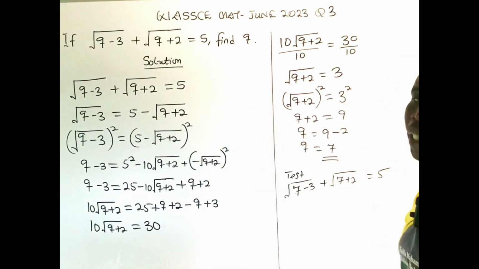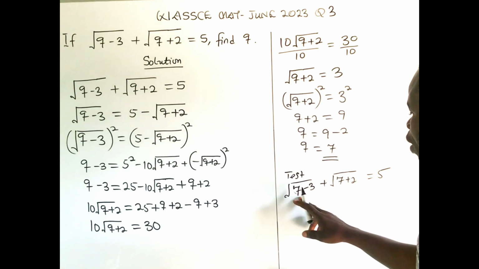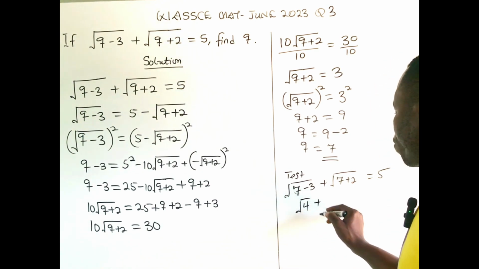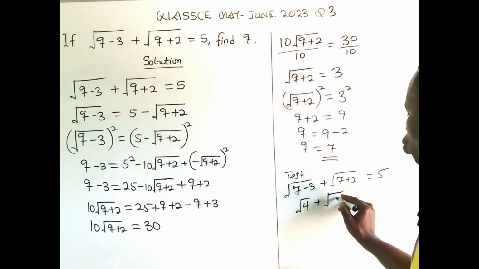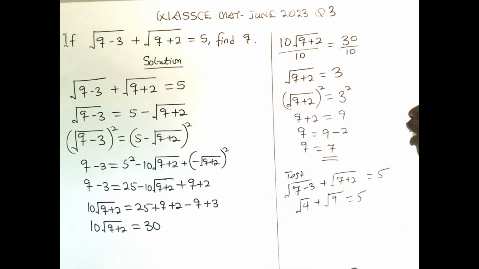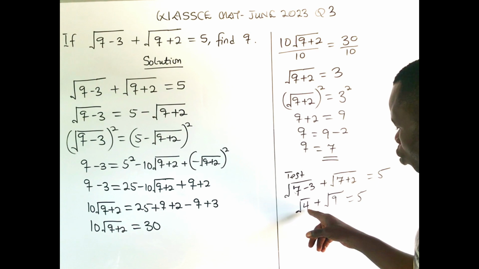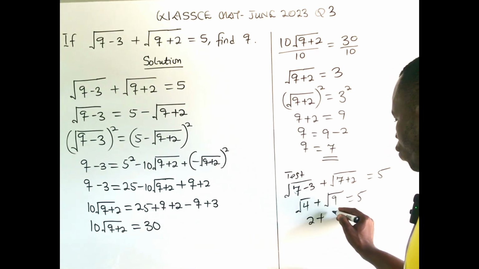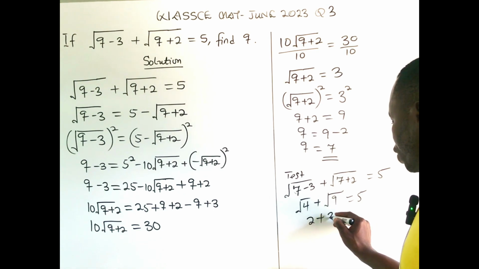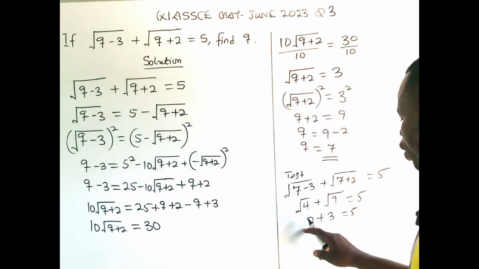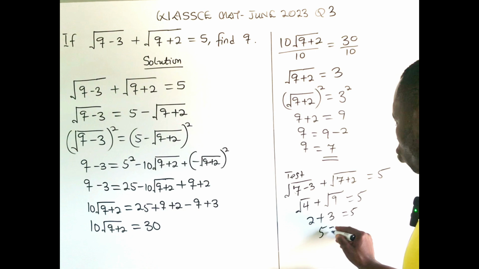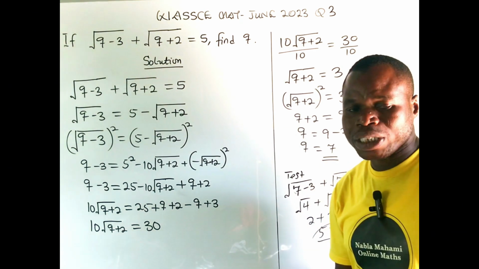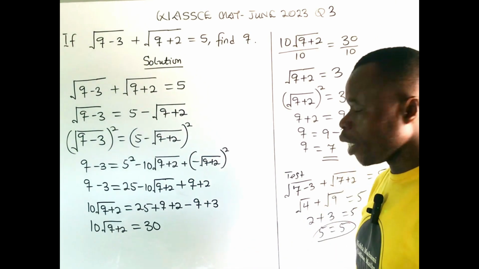That means that this left hand side we are supposed to get 5. 7 minus 3 is 4 and we have square root there. 7 plus 2, 9. Everything should give us 5. Square root of 4 is 2. Square root of 9 is 3, which is equal to 5. And you can see that 2 plus 3 is 5, which is the same thing as 5 here. So that means that our answer Q equals 7 is the correct answer.